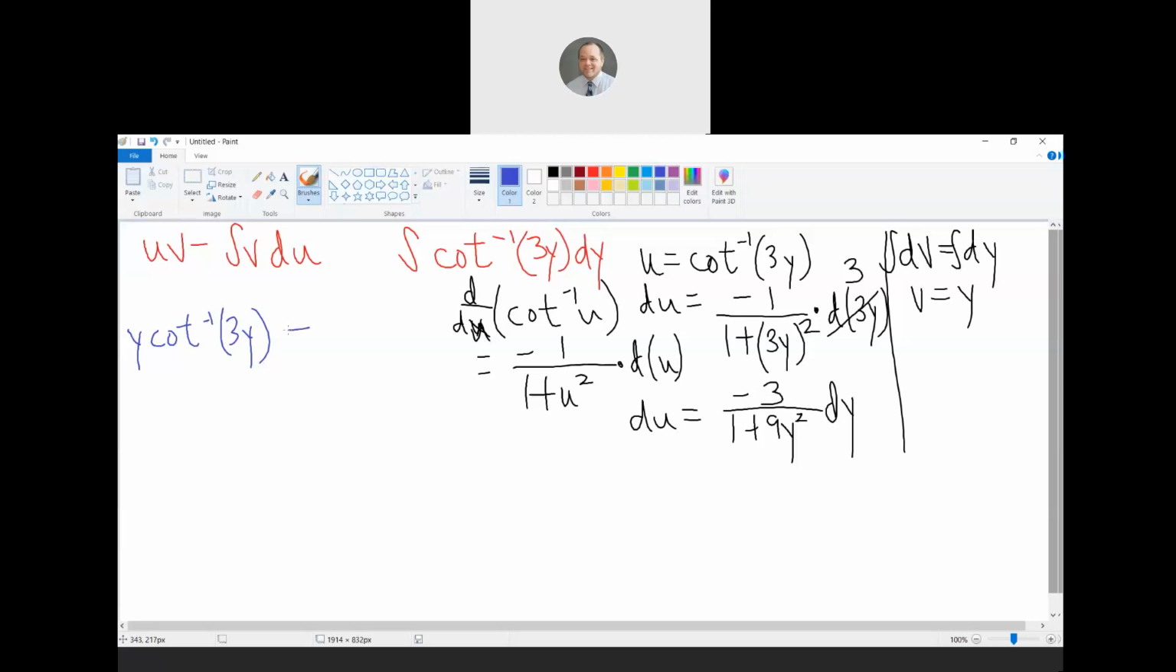So v is y, and du is our fraction. So that would just become now negative 3y over 1 plus 9y squared dy. I'm going to erase our u and dv part so we'll have more room to work.